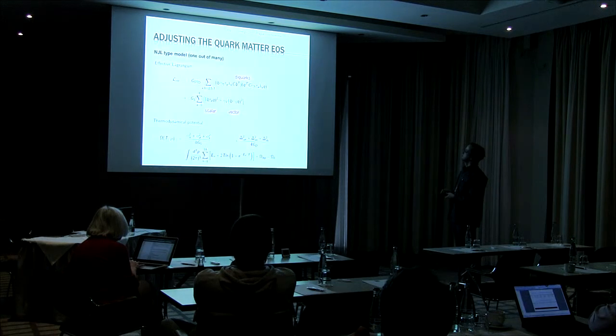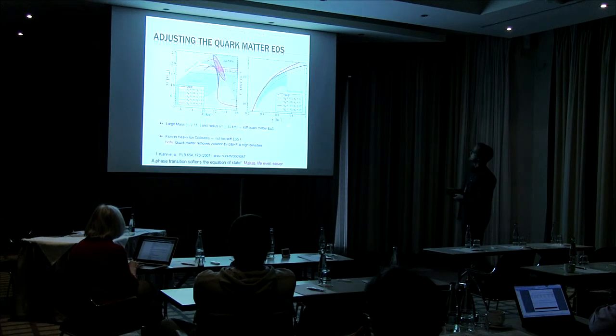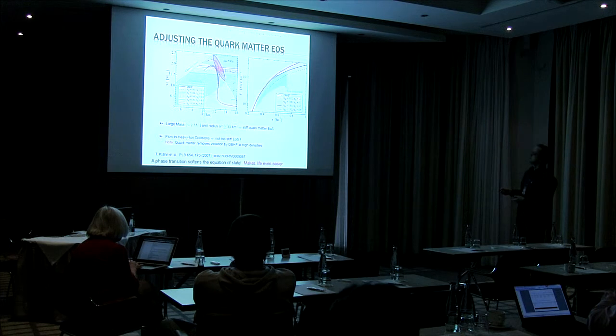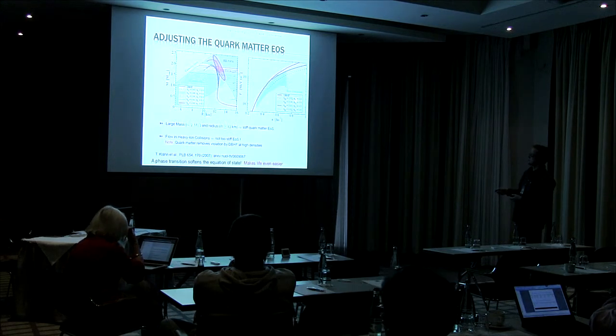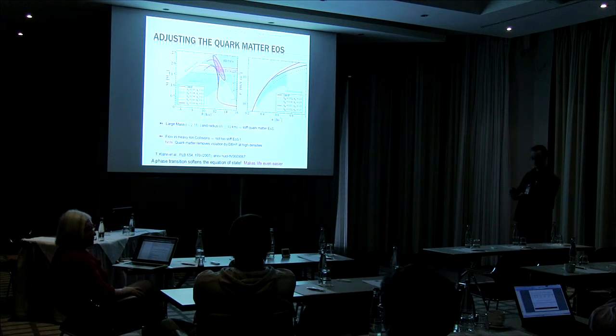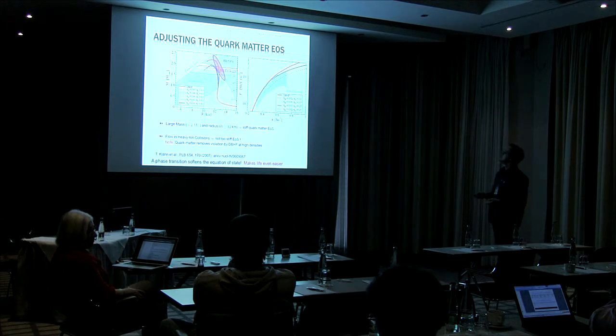And that's scary now, yeah? So what we did here was to vary these two parameters. So eta v, as you see, relates to the stiffness of the equation of state. A small value here gives you a rather soft equation of state. A large value gives you a stiff equation of state, which means you have high masses.